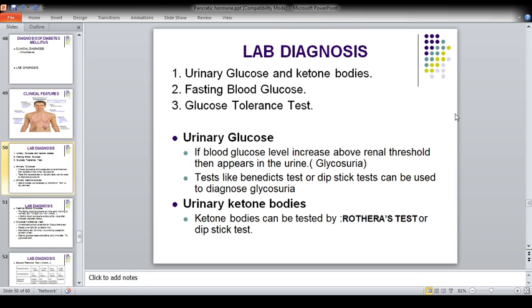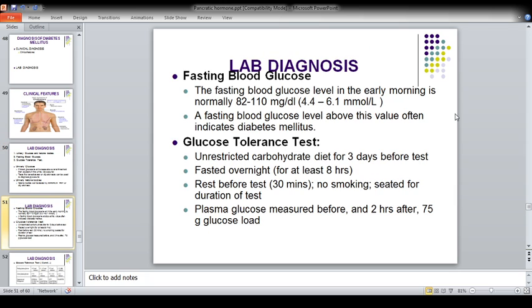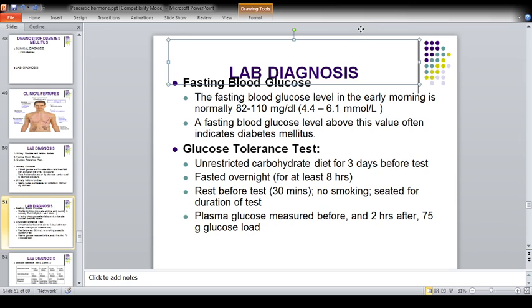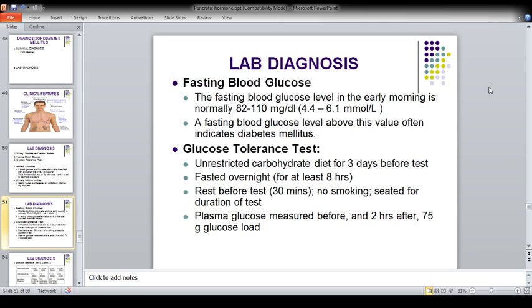Urinary ketone bodies can be tested by Rothera's test or dipstick test. You don't need to remember the names of these tests, just what we check for a diabetic patient. So let's continue with the lab diagnosis. We may also check fasting blood glucose level and glucose tolerance test.